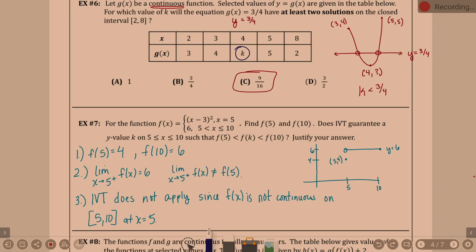So with that in mind, as you look at your multiple choice options, what's below 3/4? One's not. 3/4 would just cross it once. 3/2 is above. 9/16, yeah, because 12/16 would be 3/4? So 9/16 would take you slightly below.